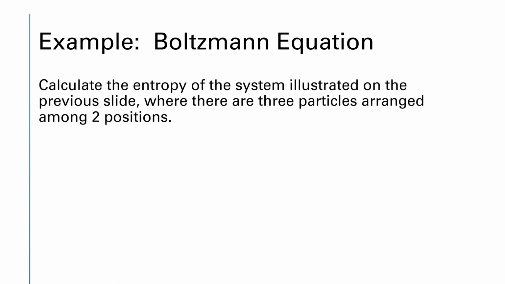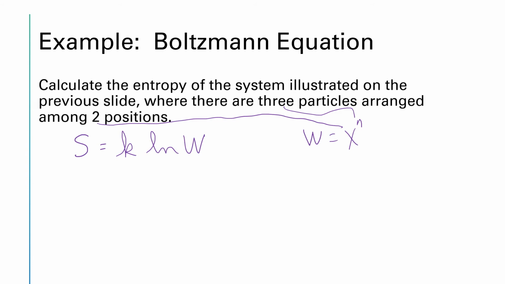All right, let's calculate the entropy of the system from the previous slide. There are 3 particles arranged among 2 positions in those diagrams. So to calculate the entropy, S is equal to K times the natural log of W. We have a number for K already, and W is x to the n. So x, well, let's see, the 3 is the n, and the 2 positions make the x, so that's 2 to the 3rd, or 8.